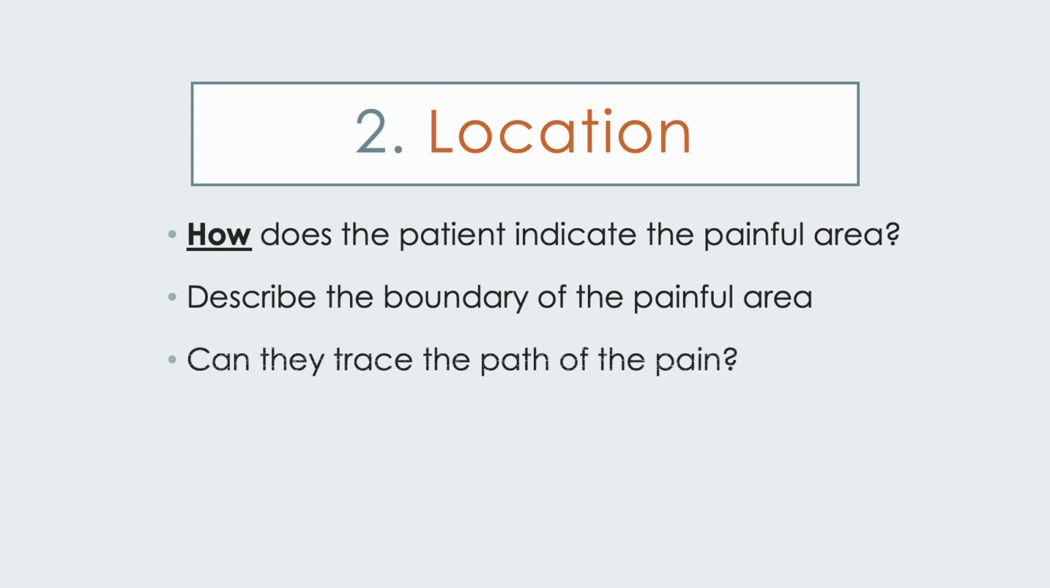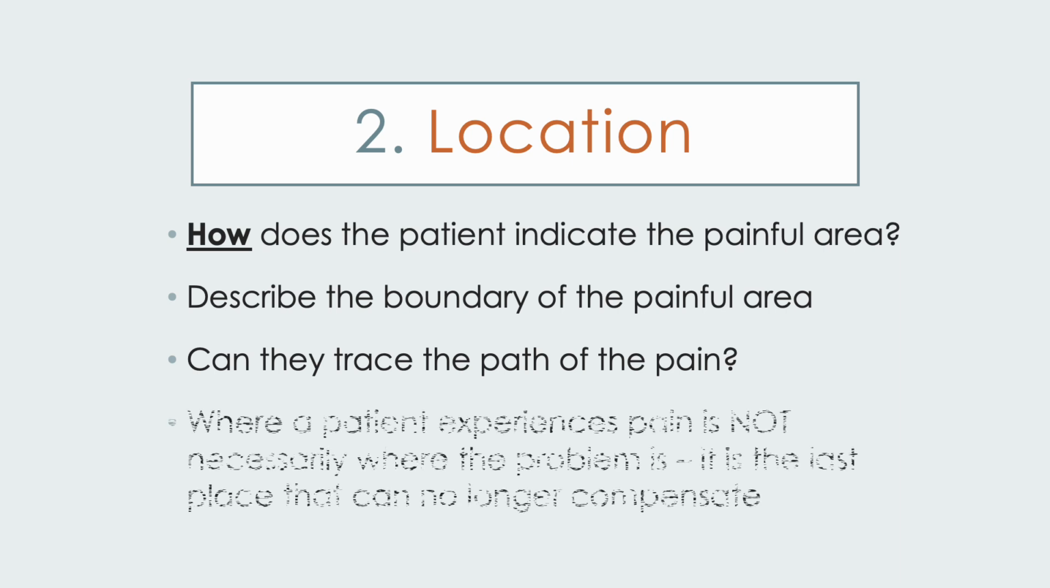Can they trace the path or route the pain takes? Is there an anatomical structure that corresponds to that path? Directionally oriented pain patterns are more common in the external musculoskeletal body than in the viscera.